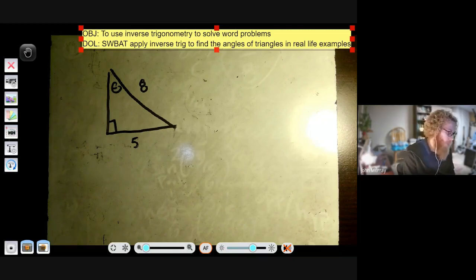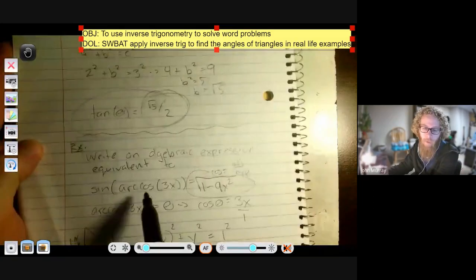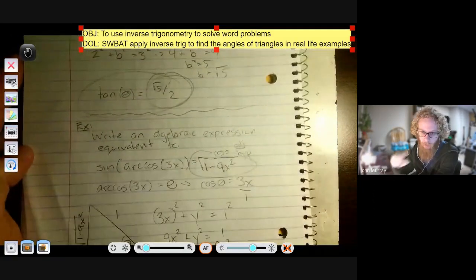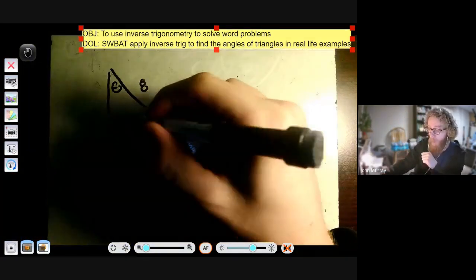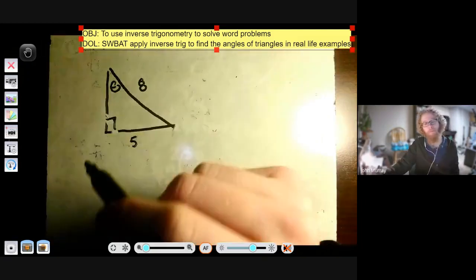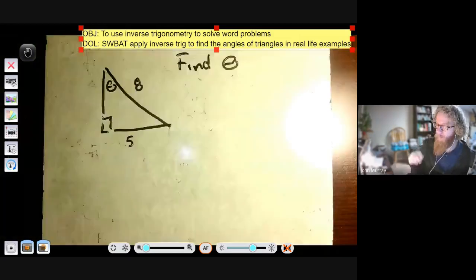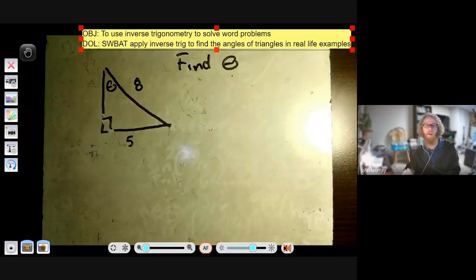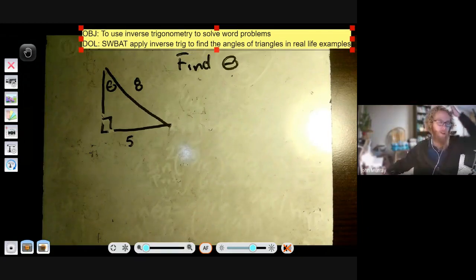Last week we ended off, I believe, with evaluating, dealing with regular trig, right? But we didn't see something where we had to solve for an angle. So a very basic example we see here. I want you guys to find theta. And you're given a triangle, you're given a situation.